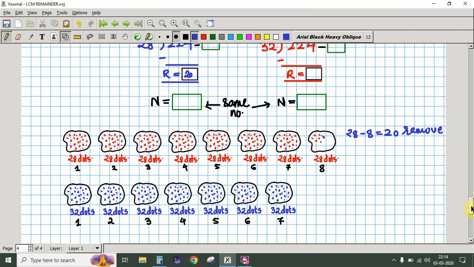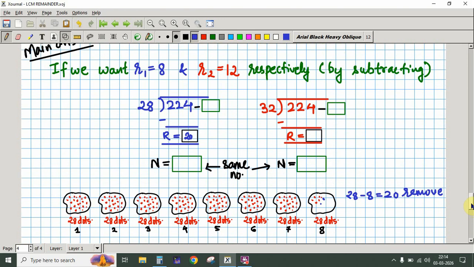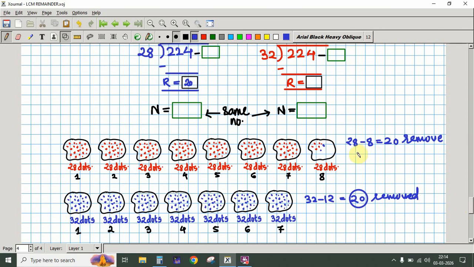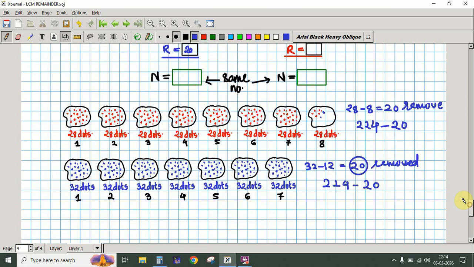I have erased 20. Now in the second case, I want to keep 12. So how many am I removing? 32 minus 12, so what is it? 20. So remove 20 from both, okay? So 224 minus 20. Okay? So what's the number? The number is 204.